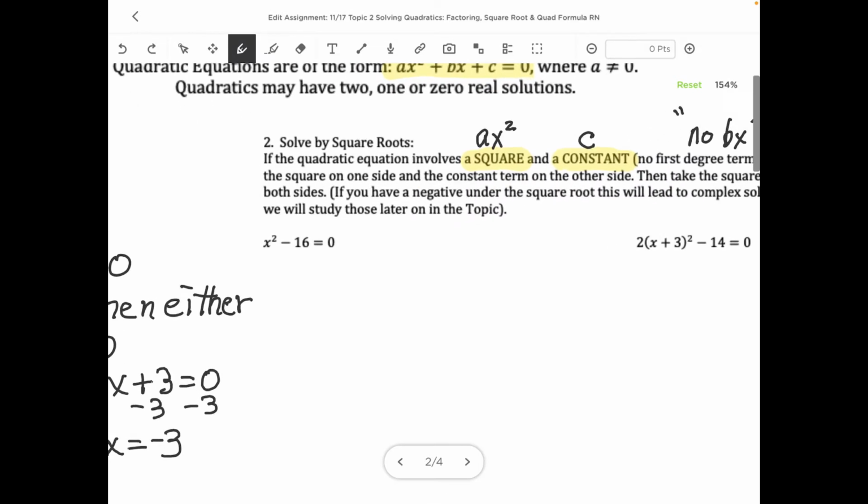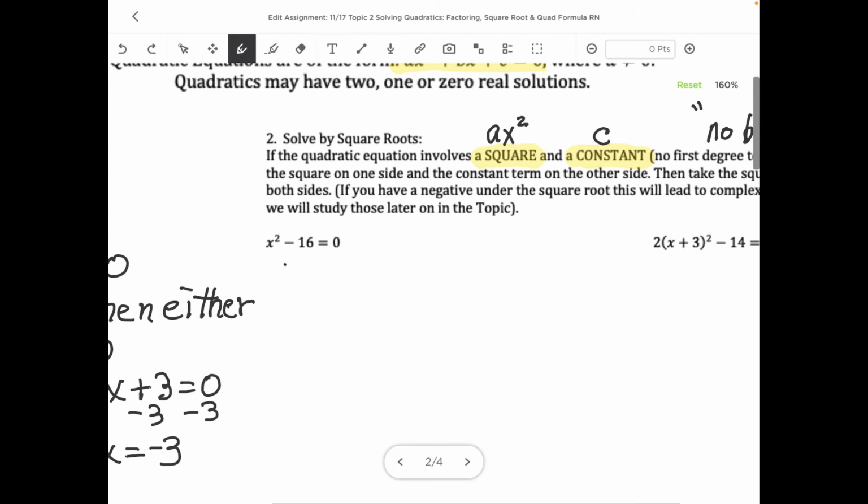So we'll start with the first one. X squared minus 16 equals 0. So position the x squared on one side and the number term on the other side. Then we take the square root of both sides. So we're going to take the square root of x squared, and we're going to take the square root of 16. The square root of x squared is x. The square root of 16 is plus or minus 4. So when we are solving by square root, we need to remember the plus or minus. So I'm going to put a yellow circle around that because that is something important to remember.